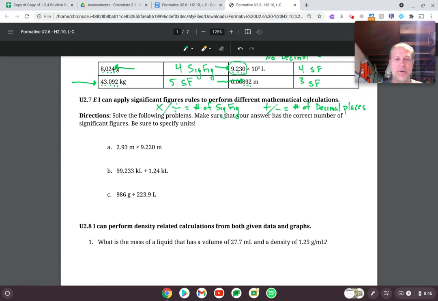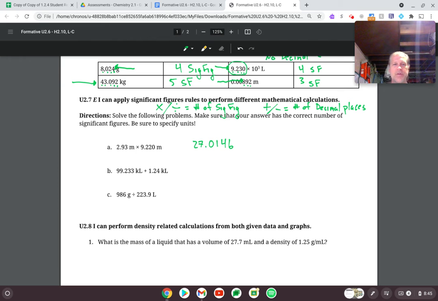So in the case of the first one, we are multiplying, so I'm going to be focusing on the multiplication division rule. And I take 2.93 times 9.220, and my calculator gives me an answer of 27.0146. So that's my calculator answer, and I'm going to round this to have the appropriate number of sig figs.